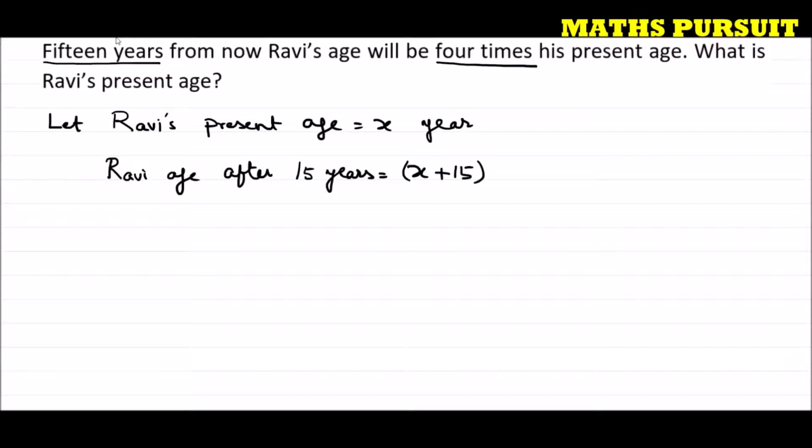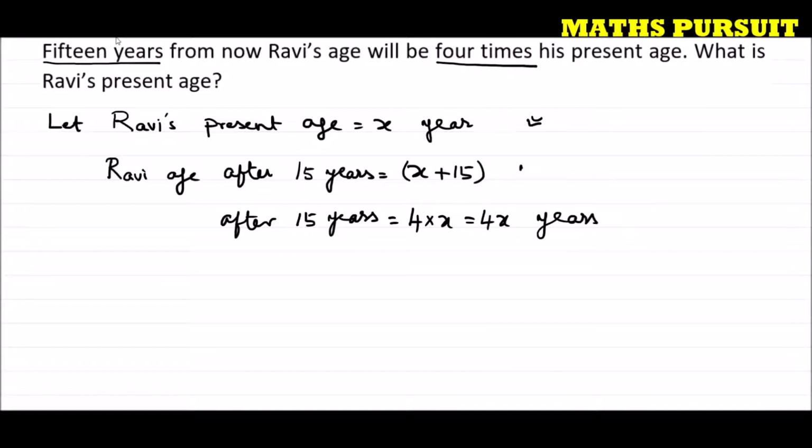Now guys, the question has given us that 15 years from now Ravi's age will be 4 times his present age. That means the question has given us that after 15 years Ravi's age is 4 times his present age. If Ravi's present age is x years, after 15 years Ravi's age is going to be 4 times. That means 4 into x, that is equal to 4x years.